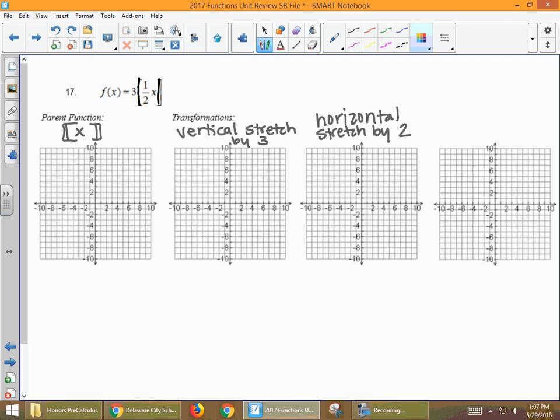Remember, if you're saying to yourself you're doing a horizontal shrink or stretch, you have to make sure that you are flipping that. So that when we take it out of the function, we're really practically using a 2 there, not a 1/2.